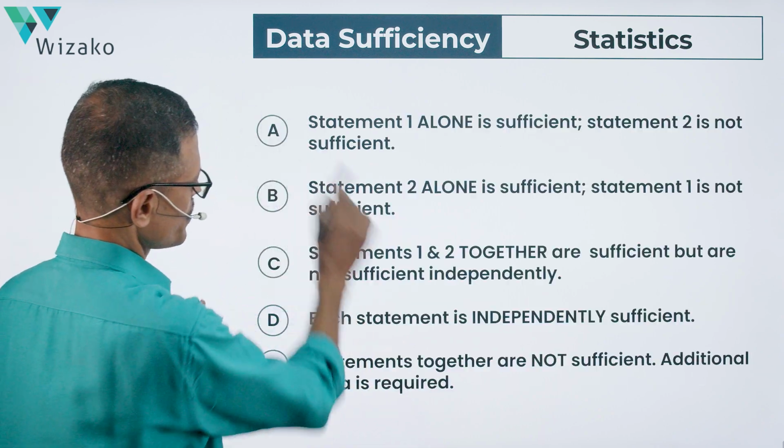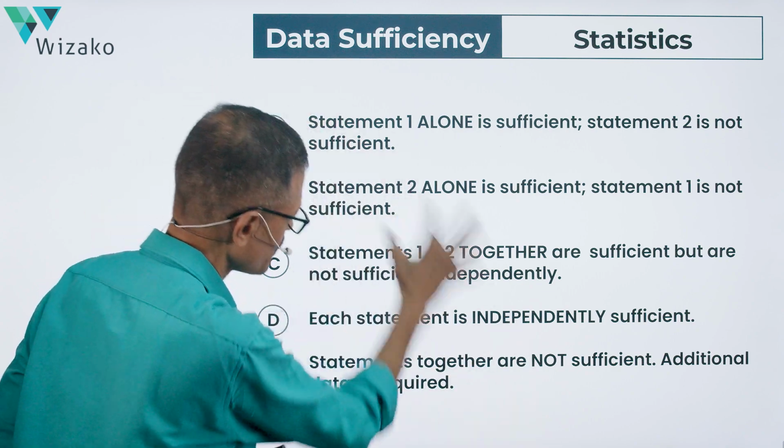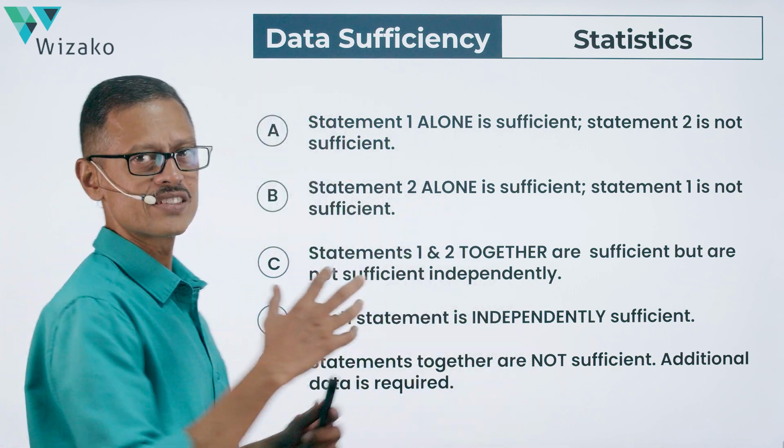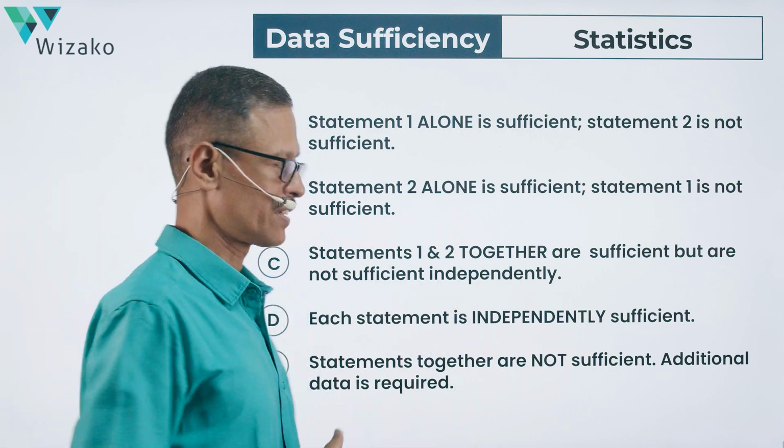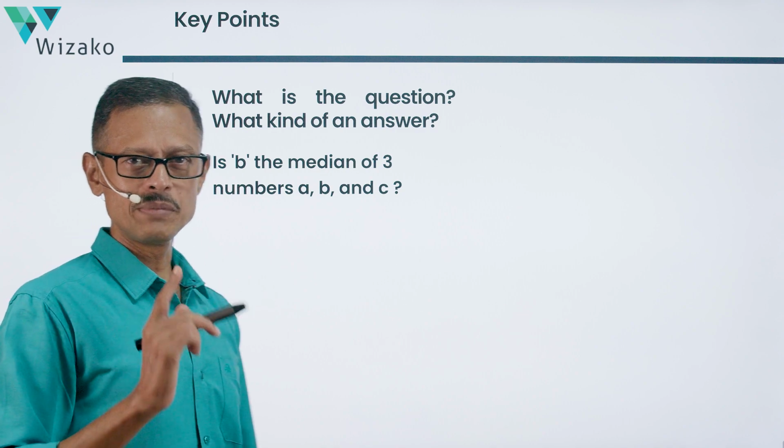These are the 5 answer options. These do not change as far as GMAT DS goes. So essentially, you get good confidence about what is A, what is B, what is C kind of stuff. Right? What is the question? Let's circle back to it. Is B the median of three numbers A, B, and C?